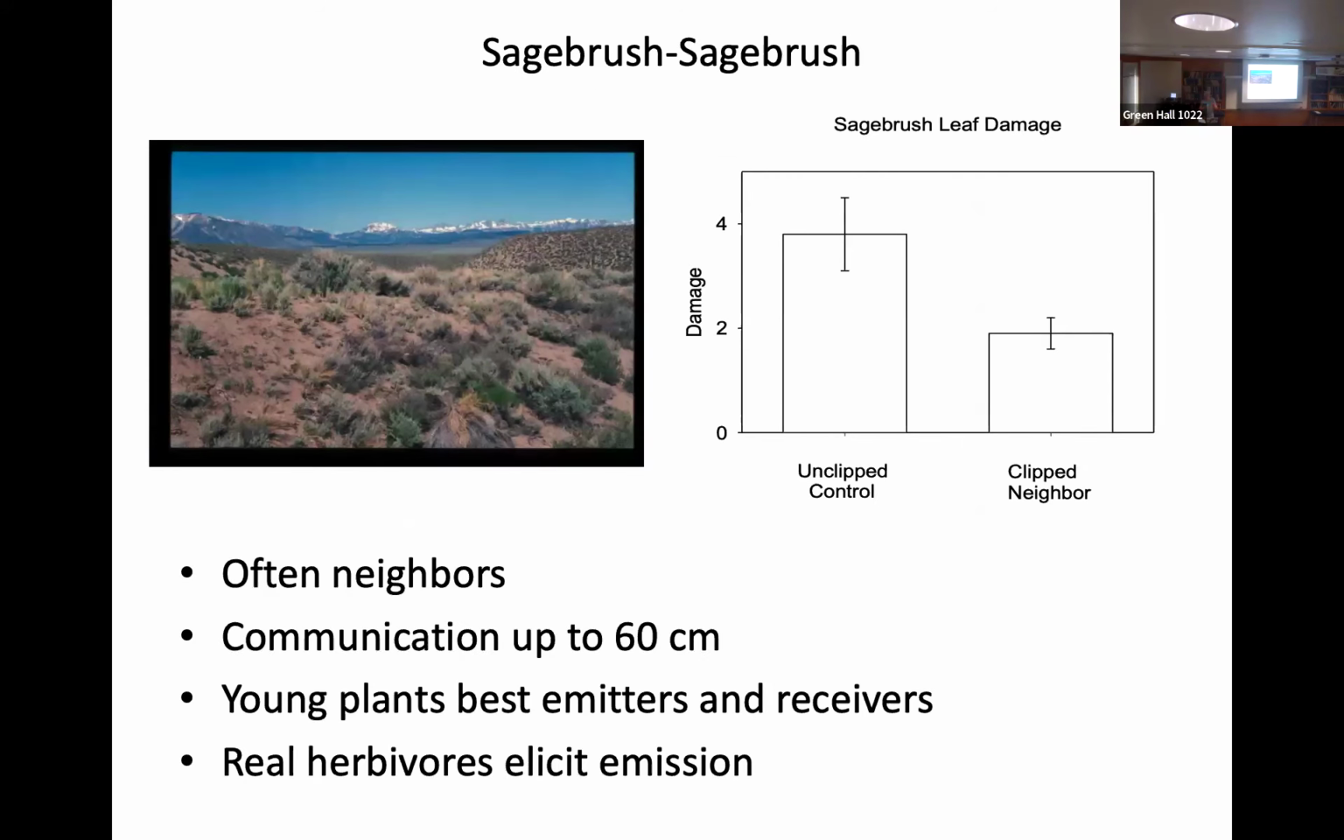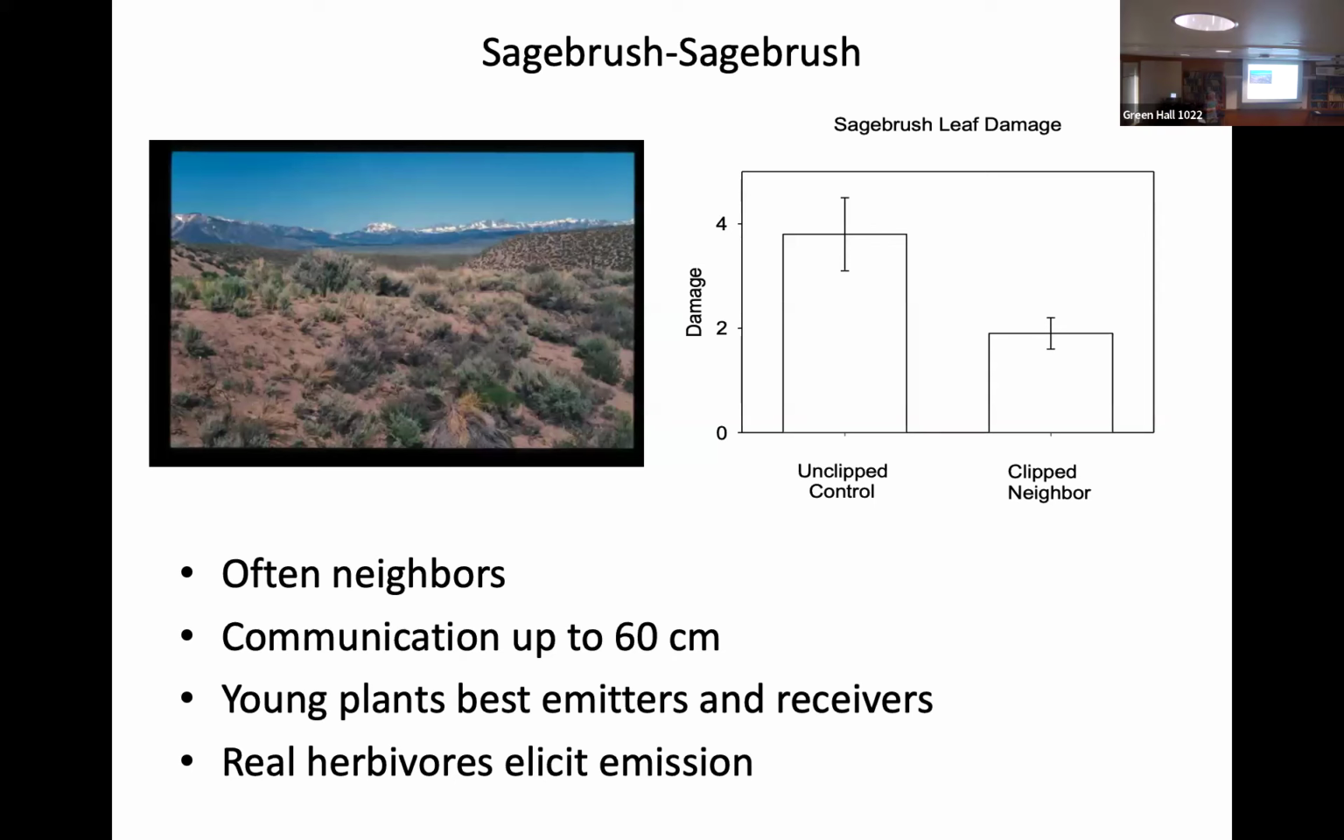Something about sagebrush plants. These plants were close together. I chose pairs of plants that were close together when we did these experiments, and sagebrush plants are quite often neighbors of one another. On the left is just a photo of one of my field sites, and it's quite dominated by sagebrush. Sagebrush is a really common plant throughout the Great Basin.